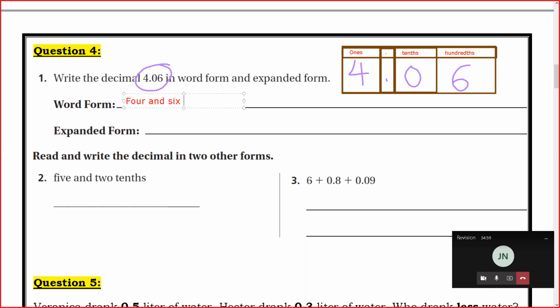You cannot stop at 4 and 6, because if I say 4 and 6, it means 4 plus 6, which is 10. But here you have to say 4 and 6, and you have to tell me where the 6 is. Is it in tenths or in hundredths? It is in hundredths. So you have to say hundredths. Bravo. That's it.